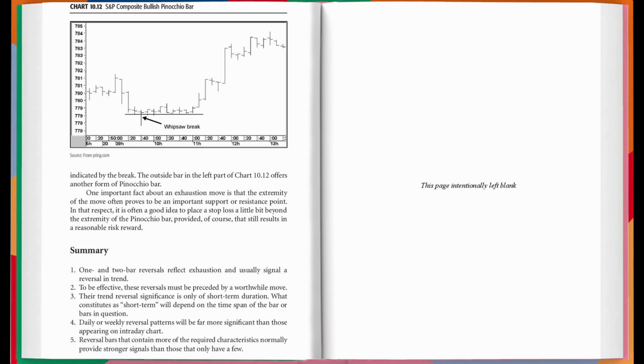Summary. 1. One and two bar reversals reflect exhaustion and usually signal a reversal in trend. 2. To be effective, these reversals must be preceded by a worthwhile move. 3. Their trend reversal significance is only of short-term duration. What constitutes short-term will depend on the time span of the bar or bars in question. 4. Daily or weekly reversal patterns will be far more significant than those appearing on intraday charts. 5. Reversal bars that contain more of the required characteristics normally provide stronger signals than those that only have a few.